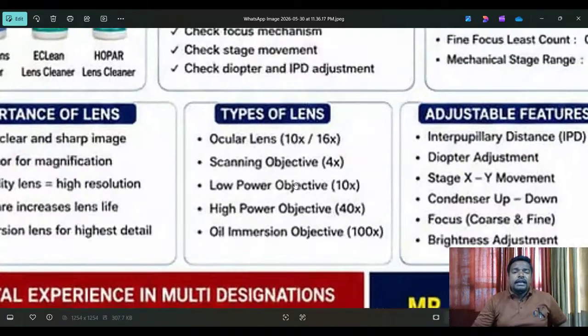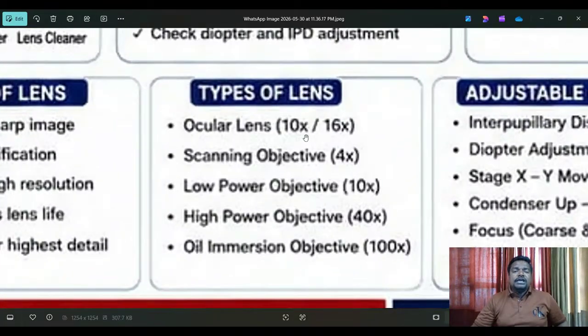Types of lens are there: ocular lens 10x or 16x, scanning objective 4x, low power objective 10x, high power objective 40x, and oil immersion objective 100x.